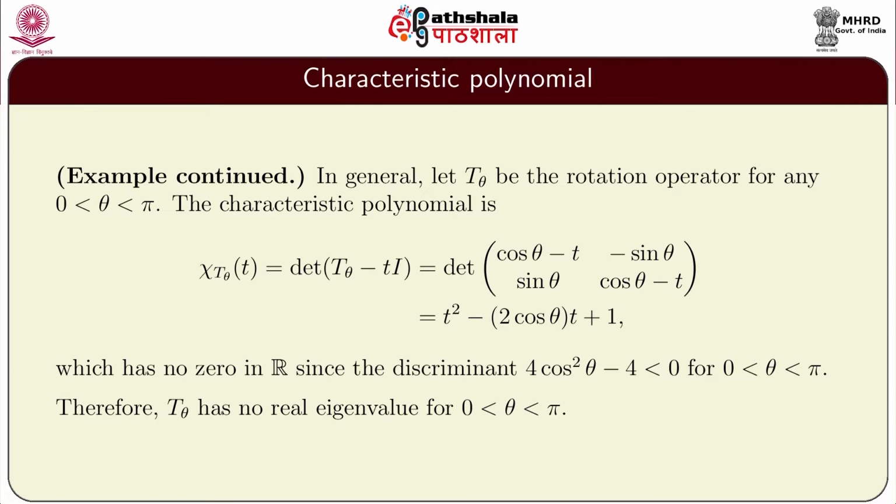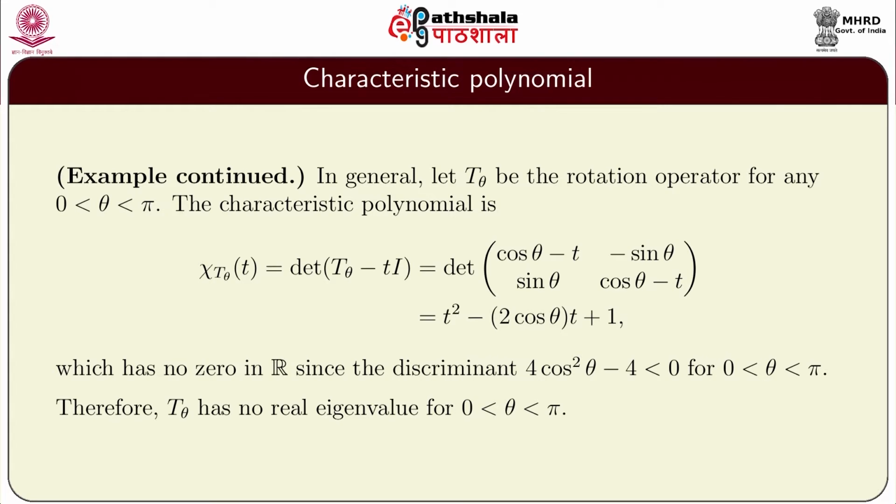Let us look at the example of the rotation operator once again, T pi by 2, that is rotation by an angle pi by 2 in the counterclockwise sense in the real plane R2. If we choose the standard basis B of R2, then the matrix representation for T pi by 2 would be the 2 cross 2 matrix with first row 0 minus 1 and the second row 1 0.